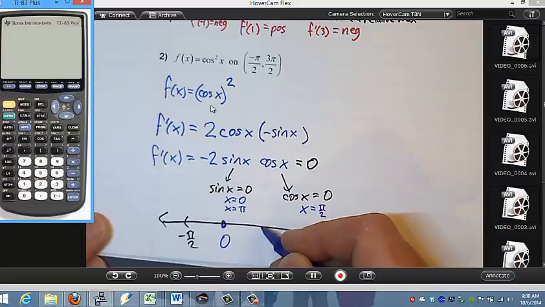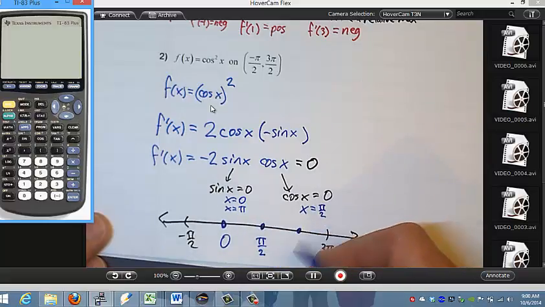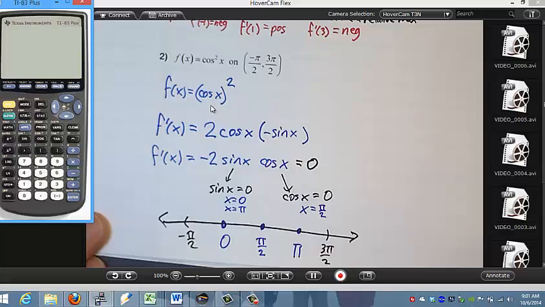So I'm going to put in things like 0 and pi over 2 and pi. Those are my critical values. How we doing, okay? So those are the critical values.